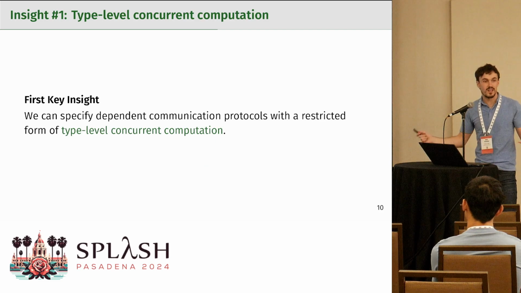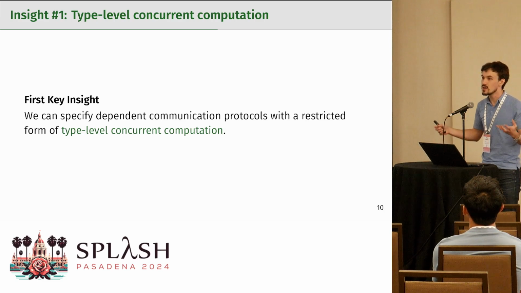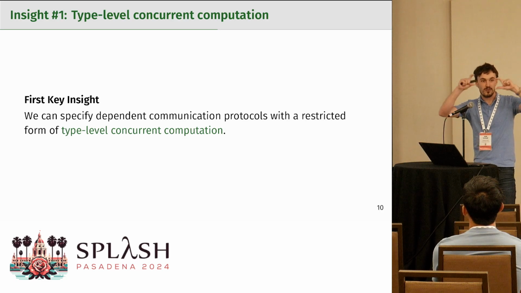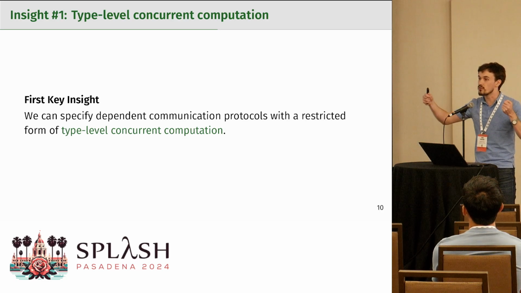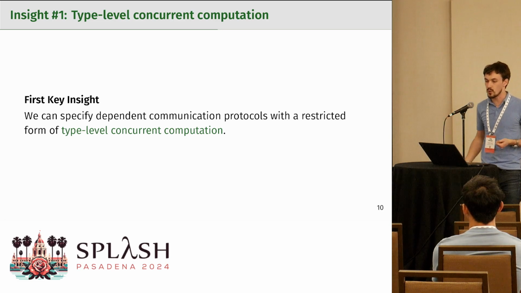And so the first key insight is that we can specify these kinds of dependent protocols using a very restricted form of type-level computation, where we're going to lift a section of the process layer that does observation, that does message observation, up to the type level to programmatically specify protocols.